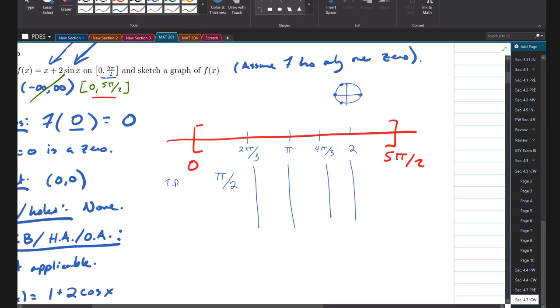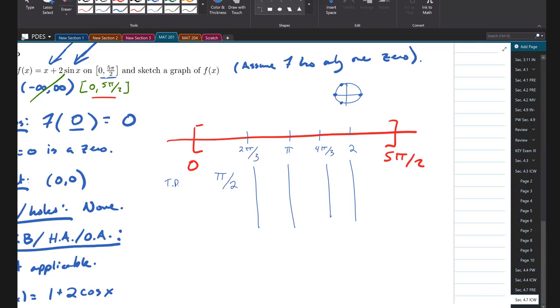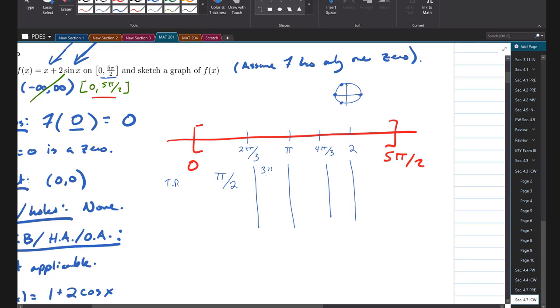And make sure you're taking the right test points. So I think I'll use 3 pi over 4 as a test point. And I think I'll use 5 pi over 4 as a test point. So I picked a test point. I picked this one right here. Let's see here, pi over 2. I picked this one right here, this one right here. Let's take 3 pi over 2 as a test point.